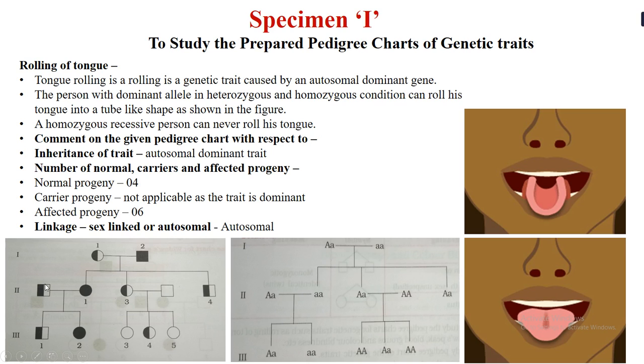According to this pedigree chart, this is the inheritance of the trait. It is an autosomal dominant trait. Okay, it is not recessive, it is dominant. The number of normal progeny is 4, and affected ones are 6. Carriers are not applicable, as it is a dominant trait, so it will not have a carrier. And the linkage is autosomal, it is not sex linked. Okay, so this was about the first one.